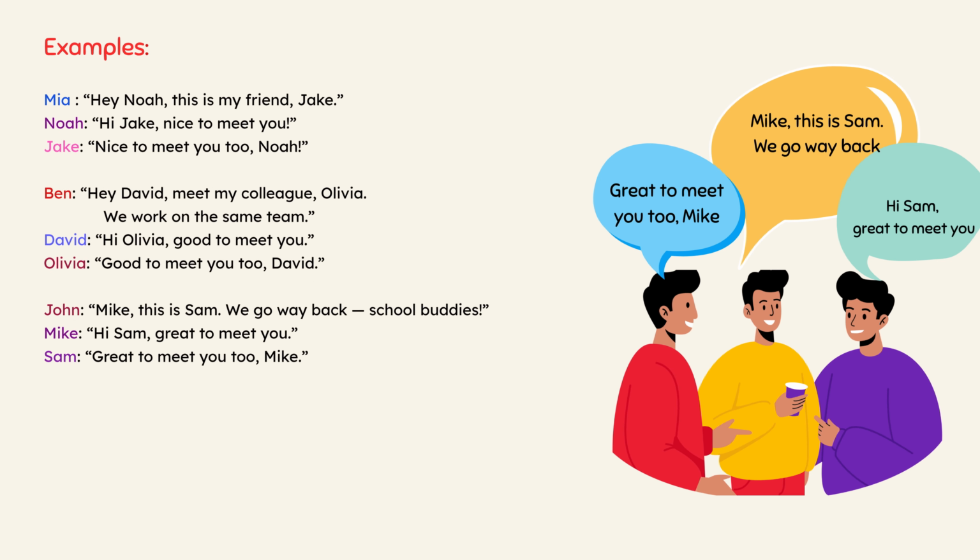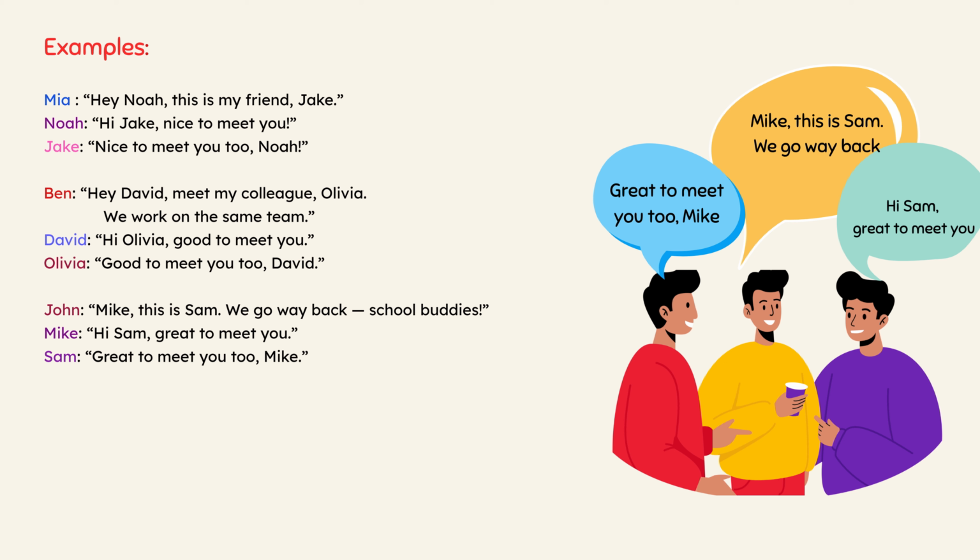Let's look at some examples of informal introductions and how people respond naturally. Example 1. Mia says, "Hey Noah, this is my friend Jake." Noah replies, "Hi Jake, nice to meet you." Jake responds, "Nice to meet you too, Noah." Example 2. Ben says, "Hey David, meet my colleague Olivia. We work on the same team." David replies, "Hi Olivia, good to meet you." Olivia says, "Good to meet you too, David."